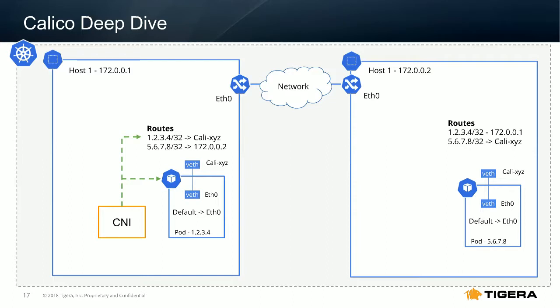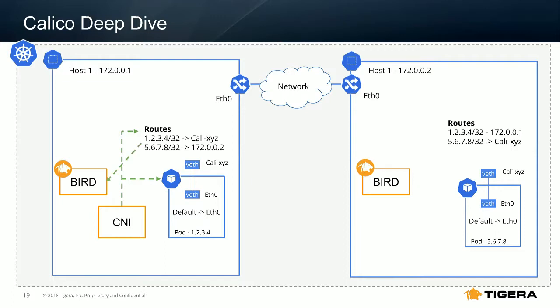But again, how do we distribute these routes across other hosts? Well, that's where our friend Bird comes into the picture. Bird is an open source project that does a lot of things, but we specifically use it for BGP, leveraging BGP to distribute the routes across multiple hosts.